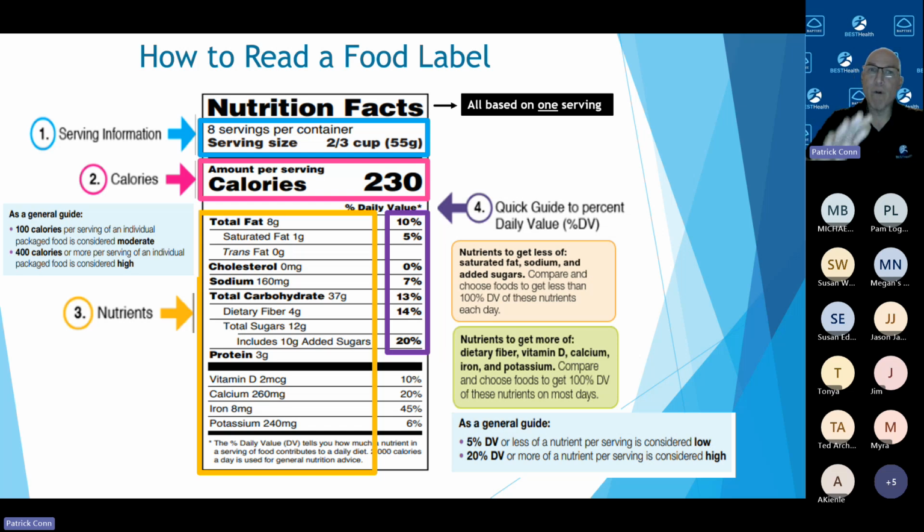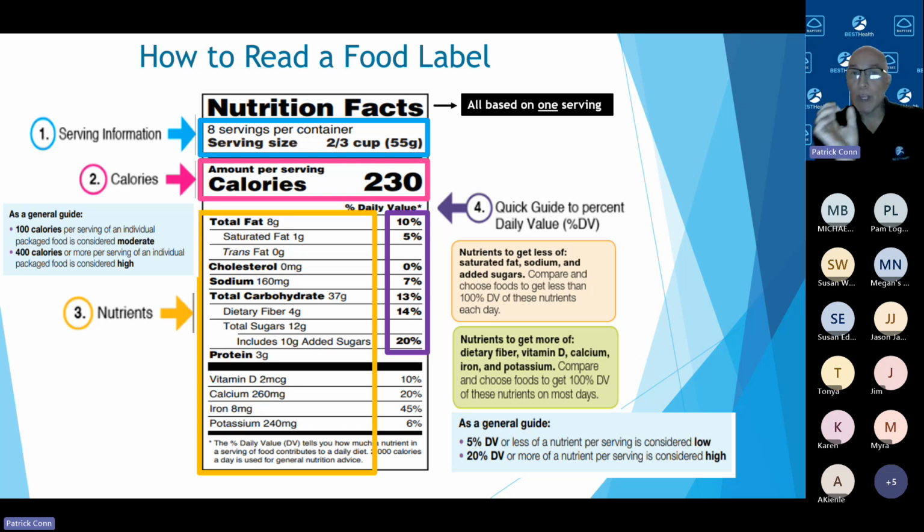Now, this number 4 is really how you can make a very quick, informed choice in reading a food label. Okay, so it's called the Quick Guide to Percent Daily Value. So a percent daily value shows how much of a nutrient in one serving of the food contributes to a daily diet of 2,000 calories. Now, a 2,000 calorie diet is used for general nutrition advice. And it actually tells you that at the bottom of the food label about that.